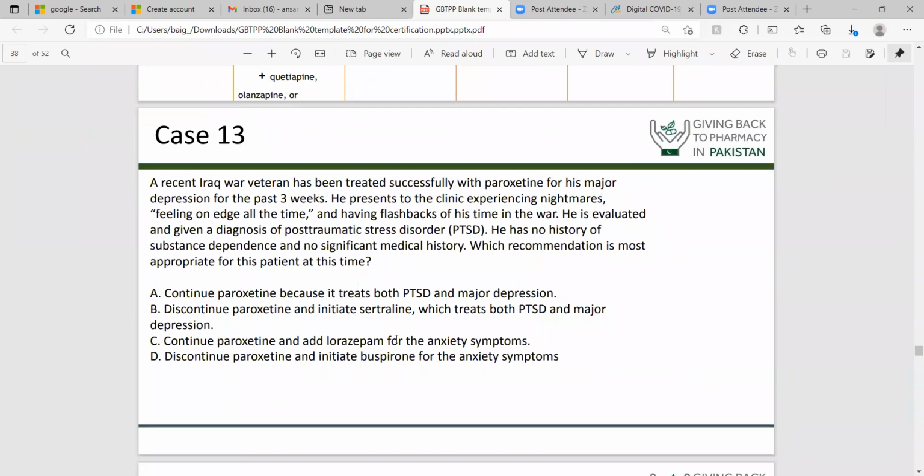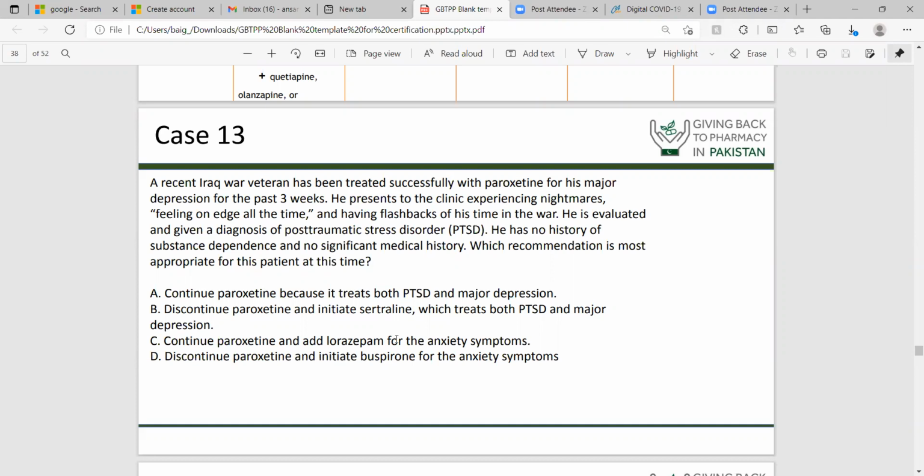Again, I'm going to talk just like a case study because we are not going to have more time to cover everything. So in this case, case number 13, a recent Iraq war veteran has been treated successfully with paroxetine for his major depression for the past 3 weeks. He presents to the clinic experiencing nightmares, feeling on edge all the time, and having flashbacks of his time in the war. He's evaluated and given a diagnosis of post-traumatic stress disorder. He has no history of substance dependence and no significant medical history. Which recommendation is most appropriate for this patient at this time?